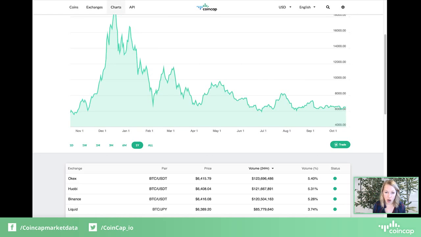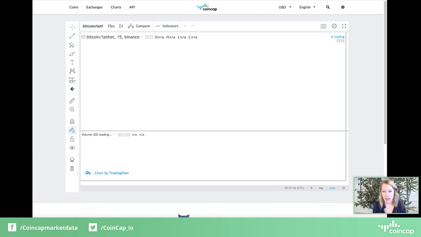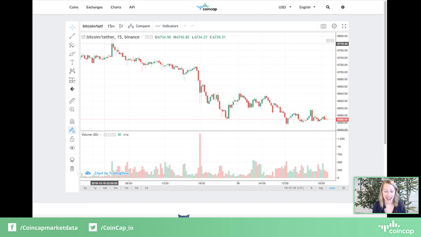The TradingView charts, that's definitely something that is unique to CoinCap, just having really smart charting libraries. All the data is ours. This just offers you a really cool way to kind of interact with them and see what you're doing.